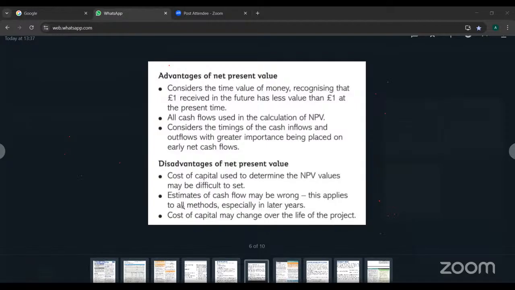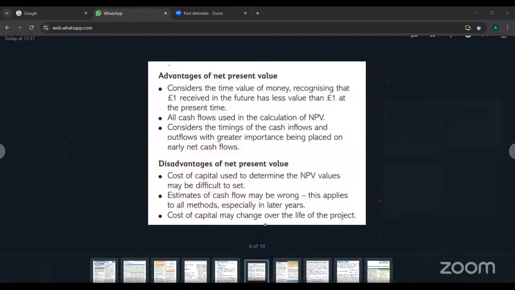And estimates of cash flow may be wrong. We have calculated the net cash flow, right? Those are estimates, so that can go wrong. This applies to all methods, especially in later years. And the cost of capital may change over the life of the project. So the cost of capital can change.